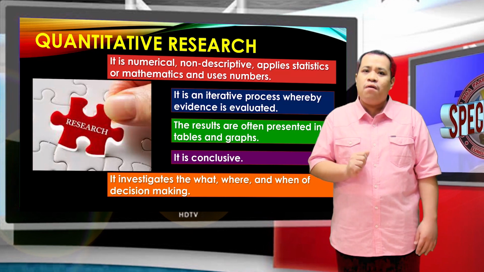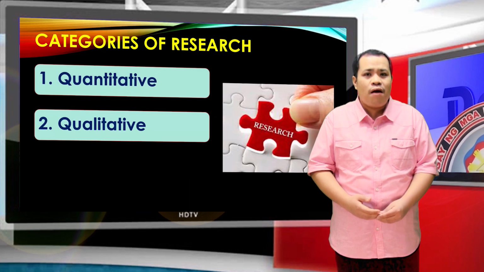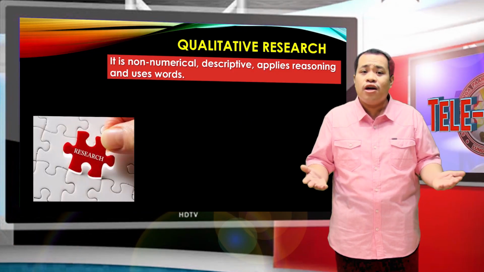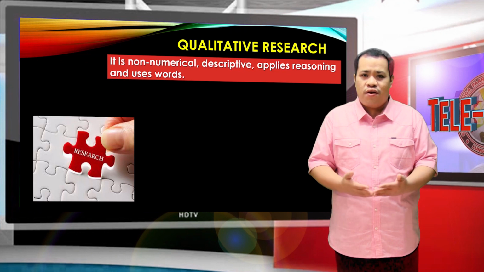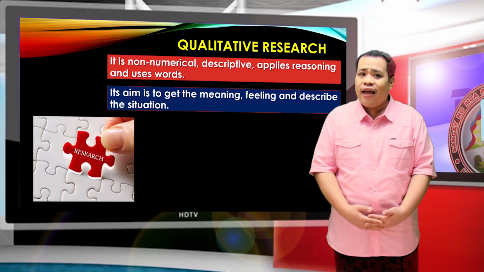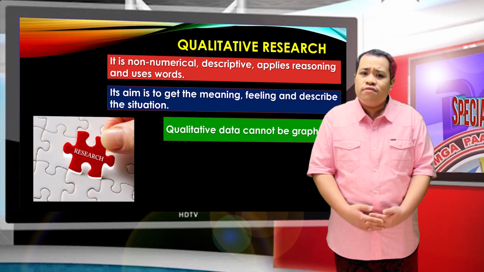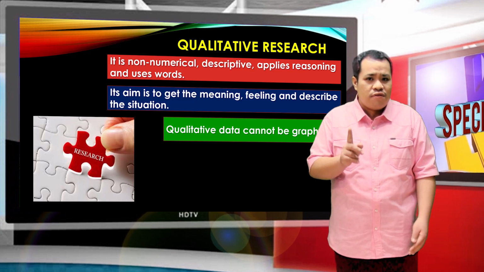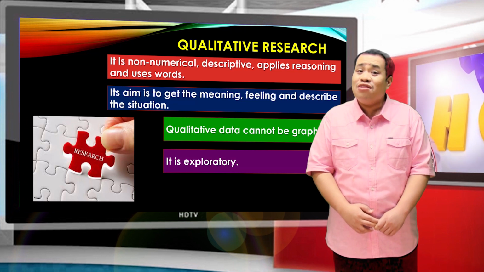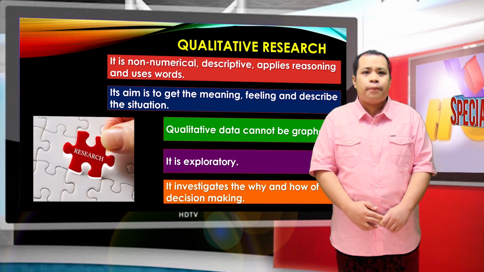The second category is qualitative research. It is non-numerical, it is descriptive, it applies reasoning, and it uses words. Its aim is to get the meaning, the feeling, and it describes the situation. Qualitative data cannot be graphed. Take note of that. It is exploratory and it investigates the why and the how of decision making.